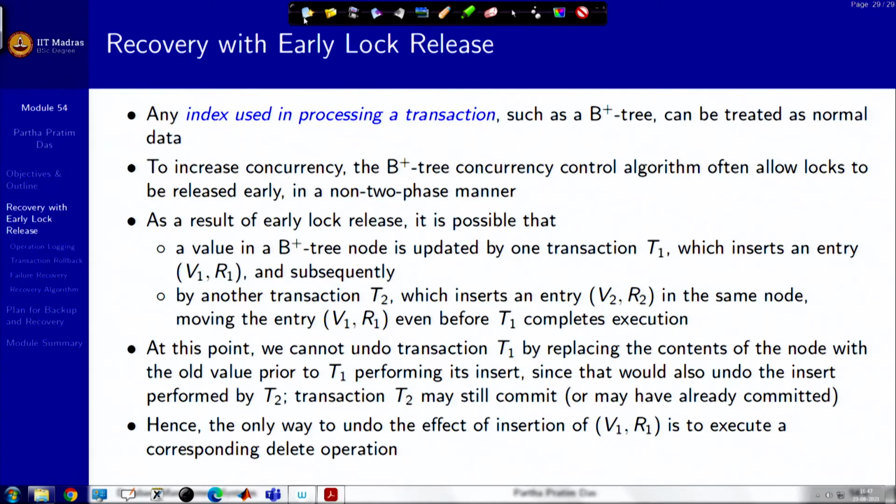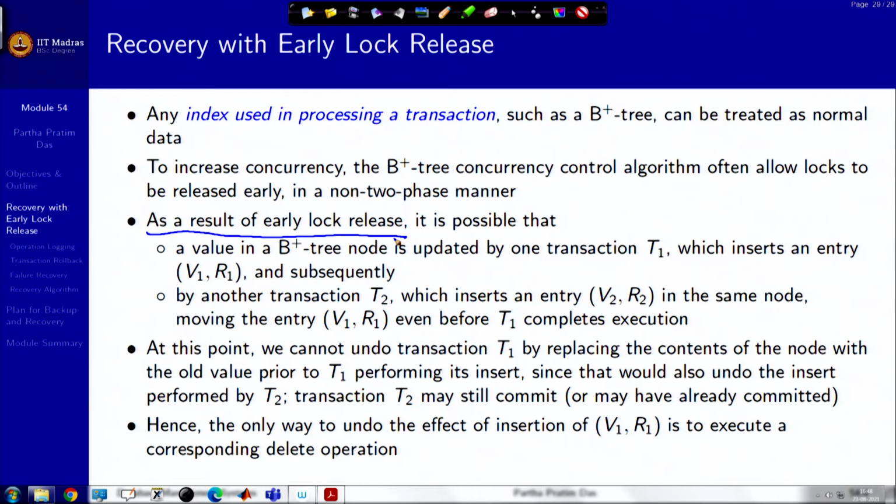So, that is what the B plus tree concurrency control algorithms do, and there is a direct effect. As a result, this is called early lock release, early with respect to the transaction having been completed.